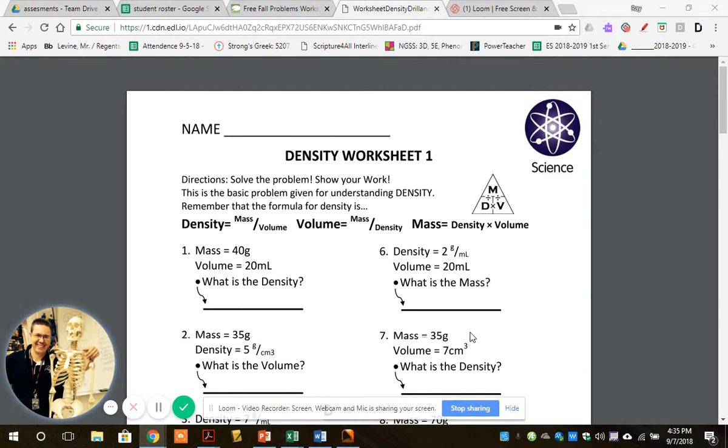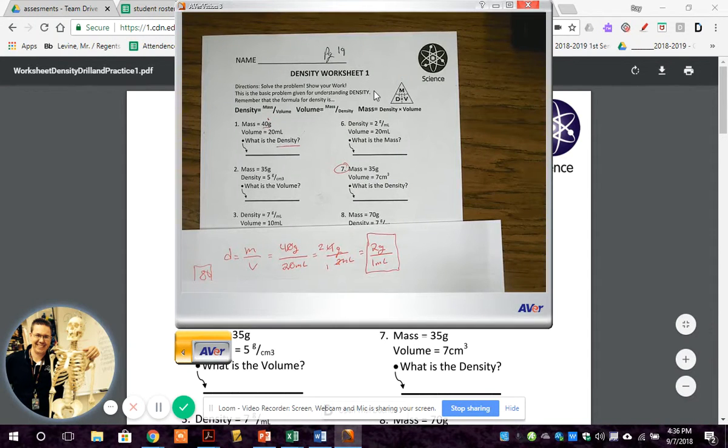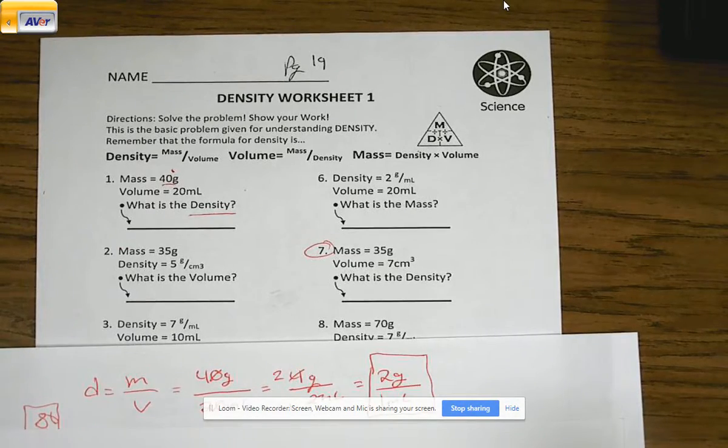Guys, so this is the worksheet that I gave you on Friday, about density. I'm going to go through a couple of these examples, similar to how I did this in class. I'm going to take the worksheet that we have here and do it basically right in front of you.